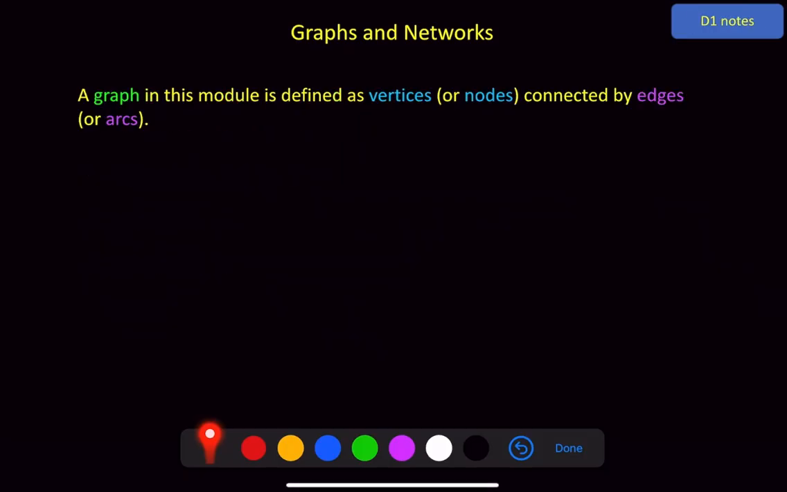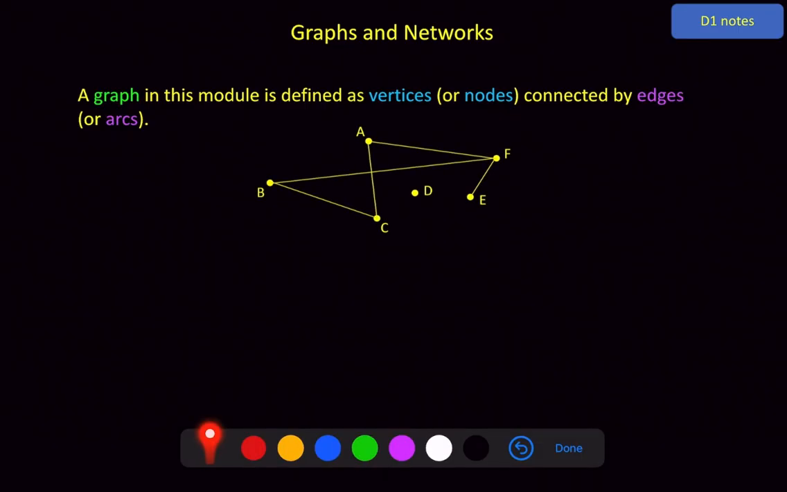Jumping straight in, a graph in this context is defined as vertices or nodes, basically just points, connected by edges or arcs, lines. So a graph looks like this in D1. This is a graph because we have vertices and we have edges. Some of them are connected, some are not, that's fine. This is a graph.